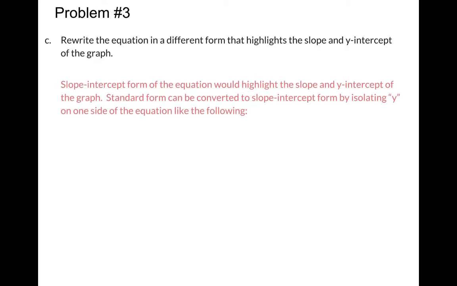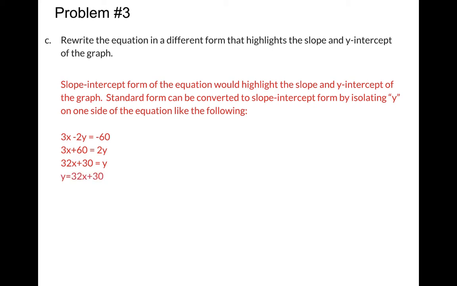The third problem is asking us to rewrite the equation in a different form that highlights the slope and y-intercept of the graph. That is the slope-intercept form, which has y on one side, and it is y equals mx plus b. So I can take my original equation and put the y on one side and the 60 on the other. I'm going to divide by negative 2, and I have y equals 3/2 x plus 30.